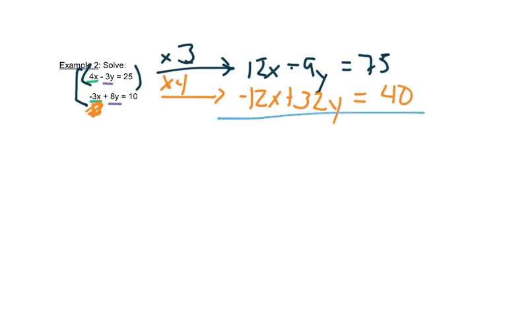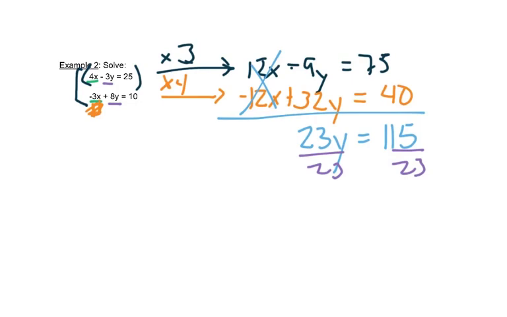So now I'll add those two equations together. You'll always add the equations together. So that's going to cancel out. Negative 9 plus 32 is 23. And 75 plus 40 is 115. I'll divide both sides by 23. And I'll end up with y equals 5.